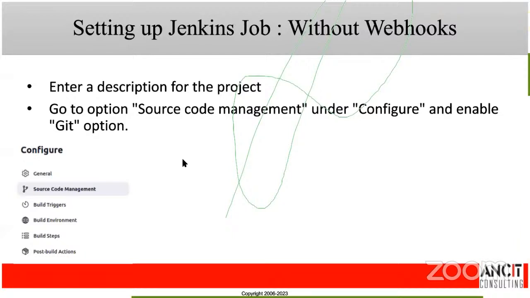Source Code Management. Under this, you can go to your dashboard. In the dashboard, you will have an option called Configure, and under Configure, you will have Source Code Management. And in Source Code Management, you will have this particular option called Git. You need to enable that, and then in the Repository URL, you need to give your particular repository. So I have given my repository over here.